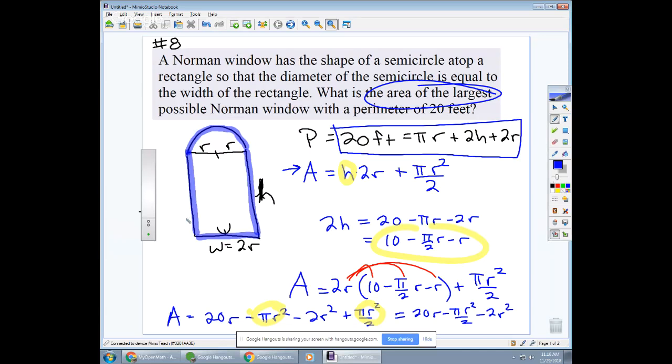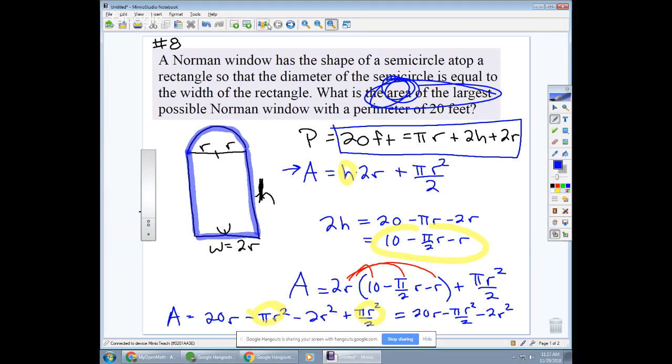Draw yourself a picture, write down every equation you can think of related to the problem, pick the one that is going to be involved in the derivative, and then use the other equations to help whittle down the variables. Differentiate, set it equal to 0, and solve. All right, so you guys can finish that, hopefully.